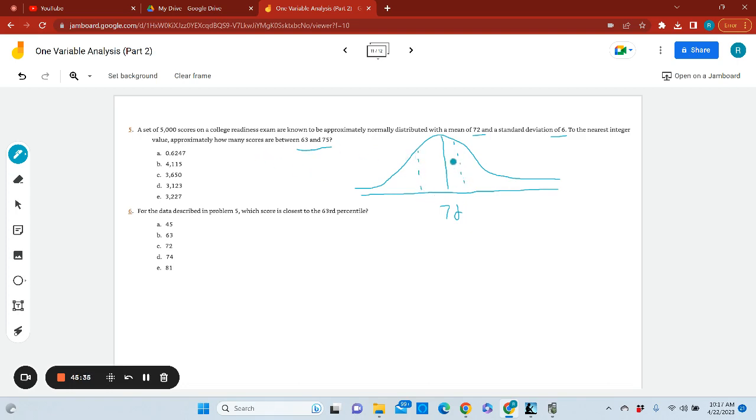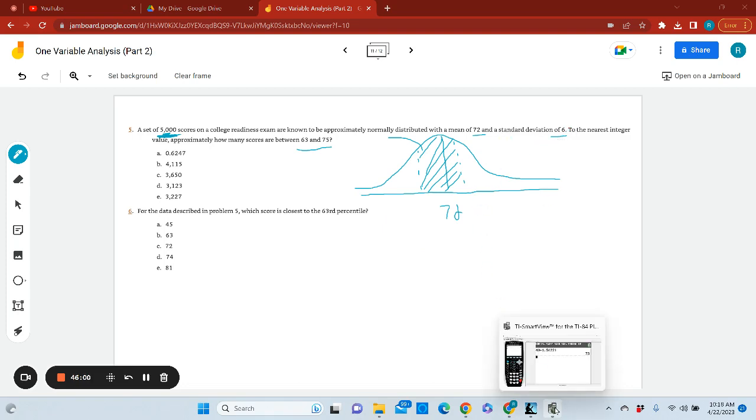So what I'm thinking is, first, we've got to figure out what percentage of scores would fall between these two cutoffs. And then we know that there were 5,000 exams. So if I find this percentage and then multiply it by 5,000, I should know how many scores were in here.